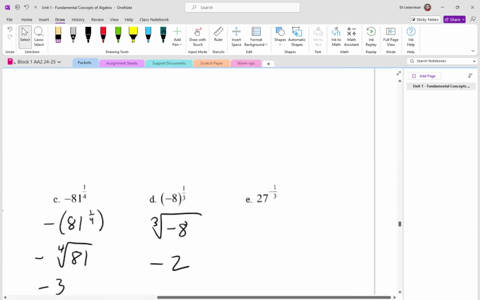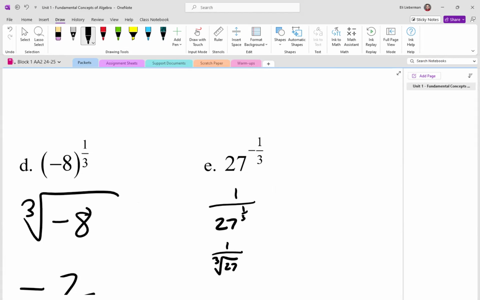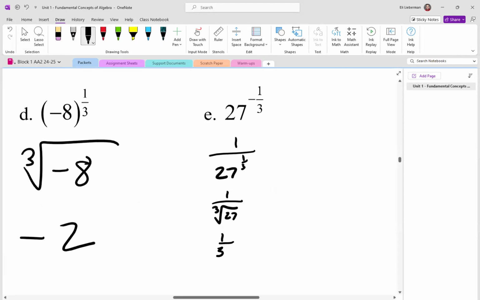And E, is that a -1/3 that I see? Are you able to see that in your packets? It's really hard to see. Yeah, that's definitely poor formatting, but that's a negative one-third. So this is equal to 1 over 27 to the 1/3, which we know is 3. Well, 27 to the 1/3 is 3. That's why our answer is 1/3.